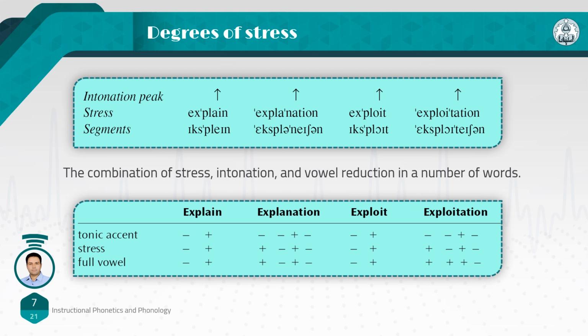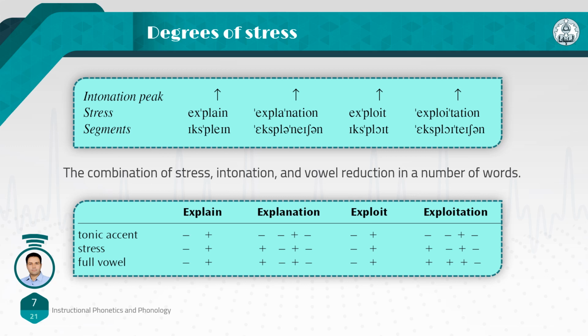considering the stress in the middle row, note that the two syllable words are marked plus stress on the second syllable, and the four syllable words are marked plus stress on both the first and the third syllables. For example, explain. Explain is a two syllable word. So you can see that it is marked plus stress on the second syllable, explain, on the second syllable.